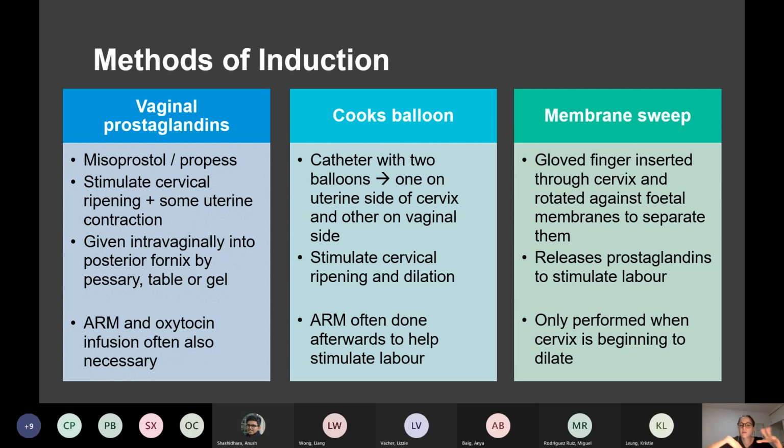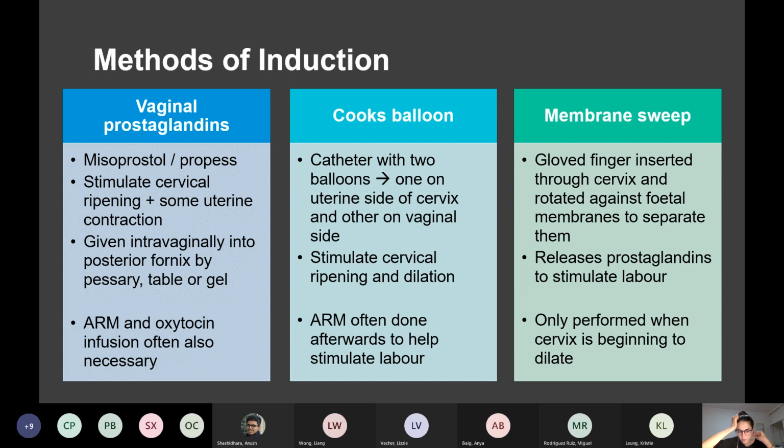Prostaglandins are the most common method. So basically, this is a catheter with 2 balloons that goes into the vagina, and one balloon is on the uterine side of the cervix, and the other balloon is on the vaginal side of the cervix. The balloons are inflated, and it helps to ripen the cervix by kind of forcing it open. It puts pressure on either side of the cervix, and that helps to ripen it and dilate it. So you leave it in for 12 hours and then take it out.